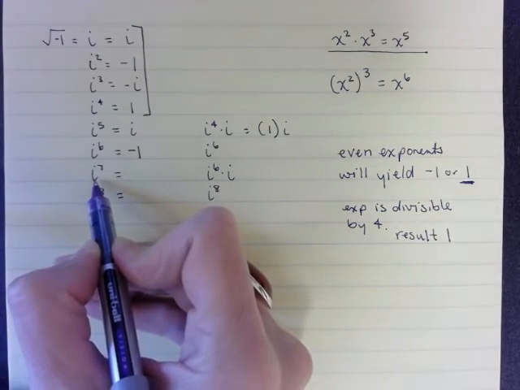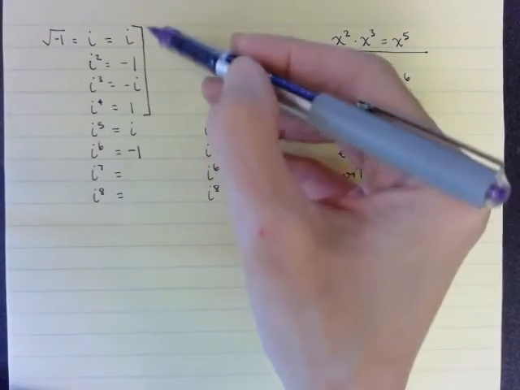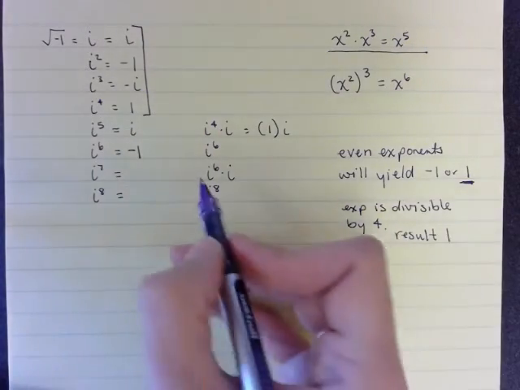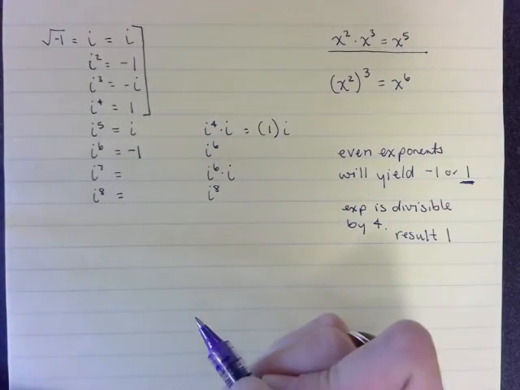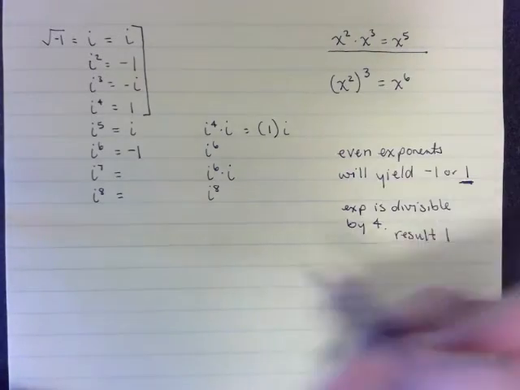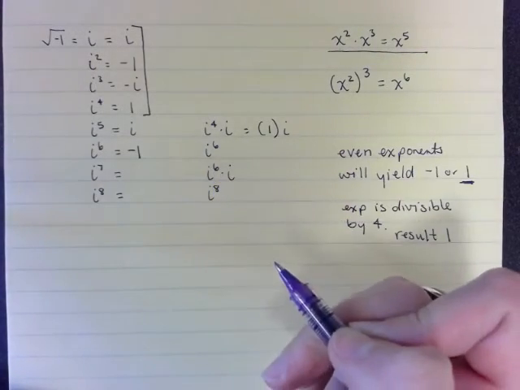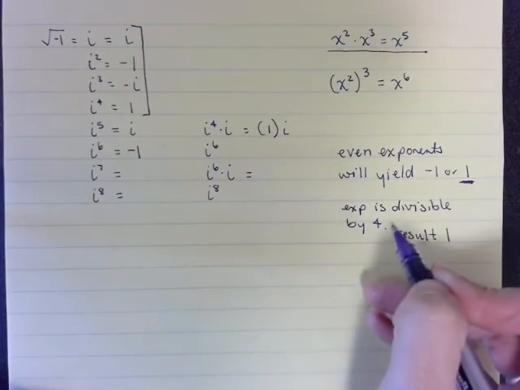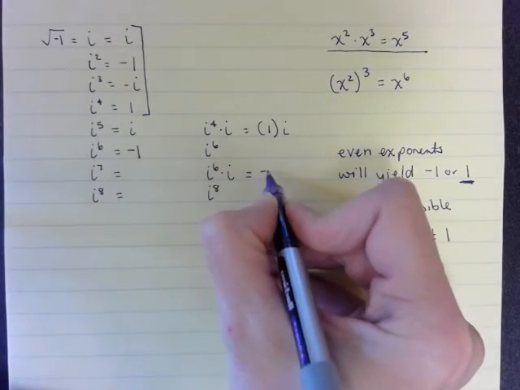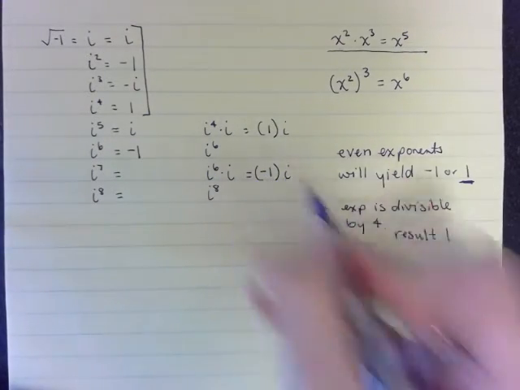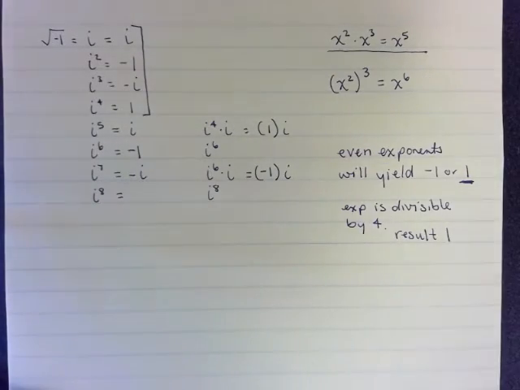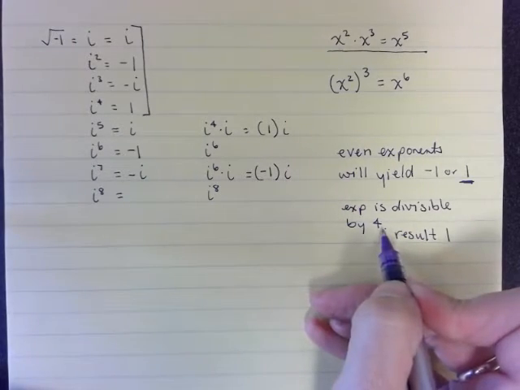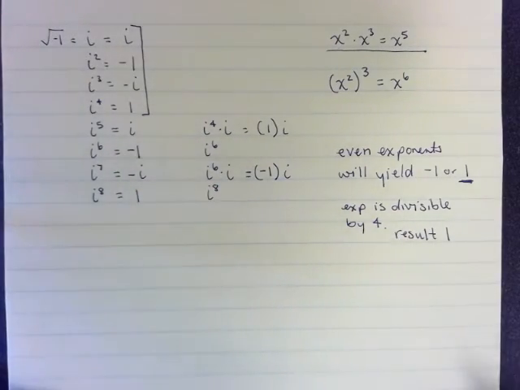And now how are we going to get i to the seventh? Well, you already know, like you just said, that this pattern is being repeated, so it's got to be negative i. But let's talk about why that is. What is another way to write i to the seventh? According to this law, right up here, I can write it as i to the sixth times i. And I already know what i to the sixth is. Because it's an even exponent that's not divisible by 4, i to the sixth is negative 1. And what is negative 1 times i? Well, it's negative i. And then I have i to the eighth. And 8 is divisible by 4, so this must yield a positive 1.